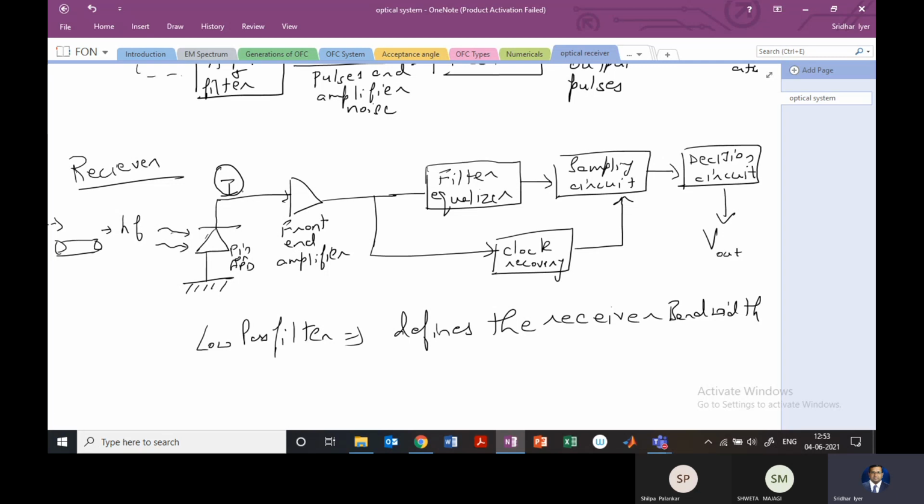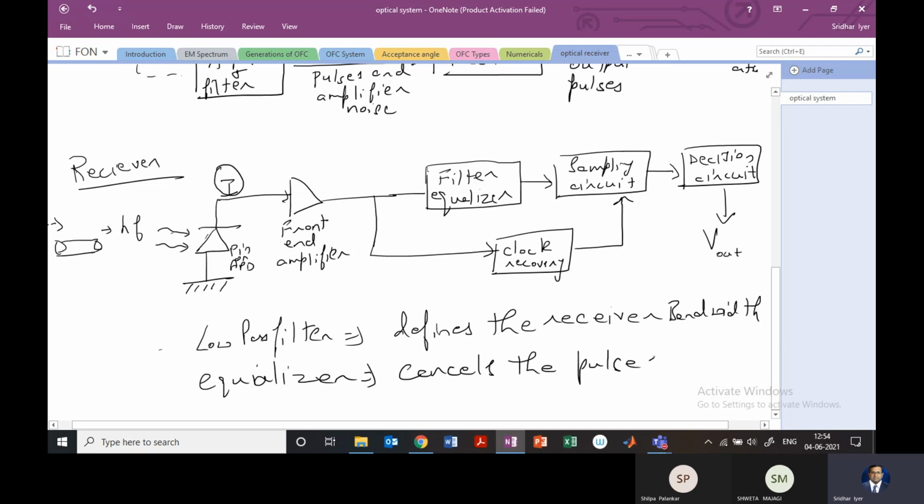Now, to minimize the effect of intersymbol interference, you can also use this filter to reshape the pulses, because the pulses have become distorted as I had drawn previously, and this reshaping of the pulses so that the pulses look like the same shape that was sent in at the input side, that is known as equalization. Equalization basically cancels the pulse spreading effects. Okay, so an equalizer cancels the pulse spreading effects.